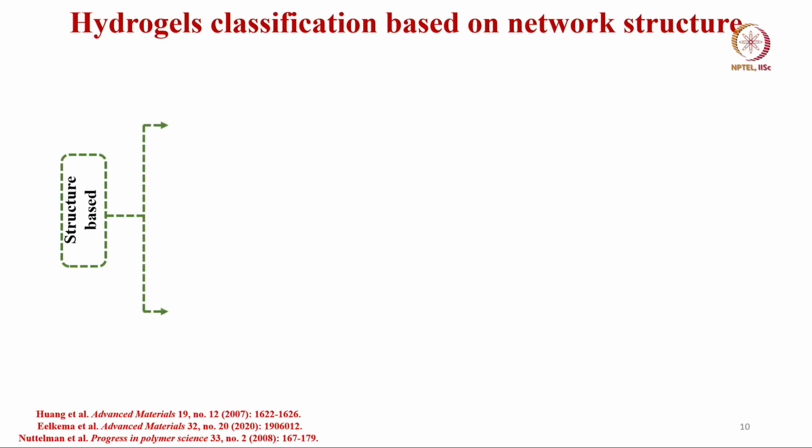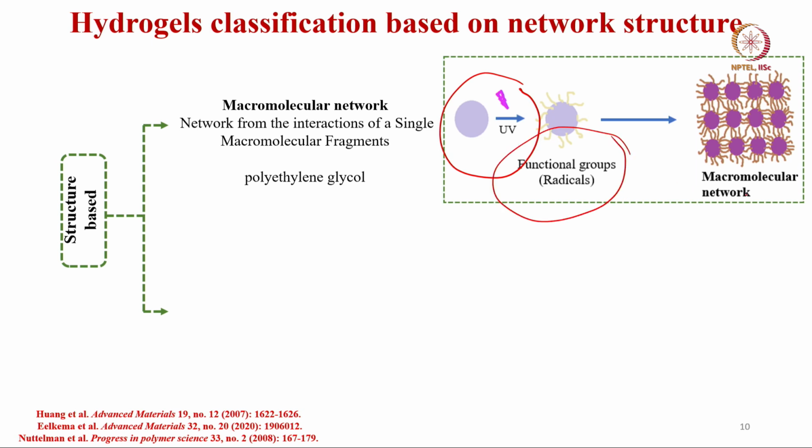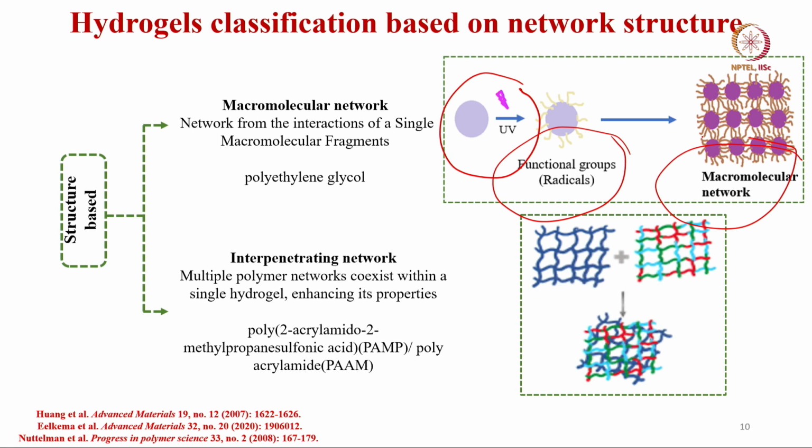Hydrogel classification based on the network structures. The network structure can be a macromolecular network structure, for example polyethylene glycol, where you expose it to UV, having already added some photocross-linkable material like Irgacure, and you get functional groups, radicals and a macromolecular network.